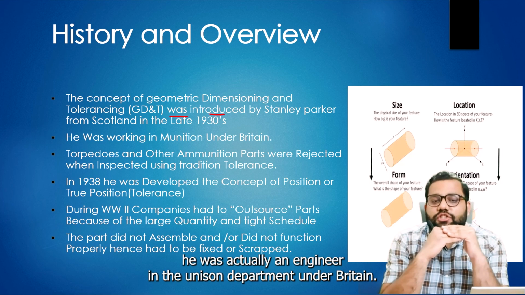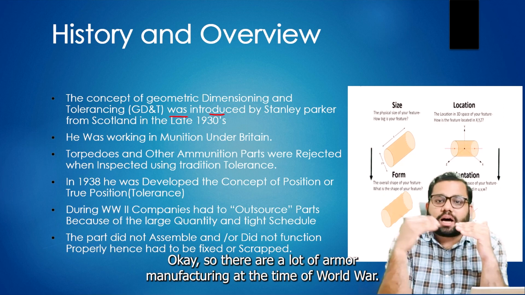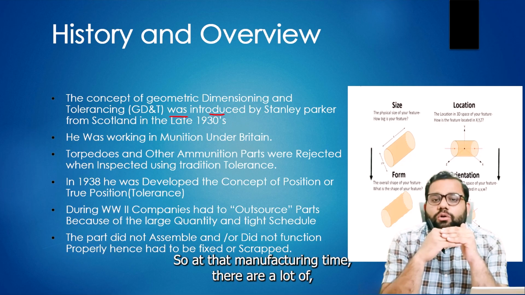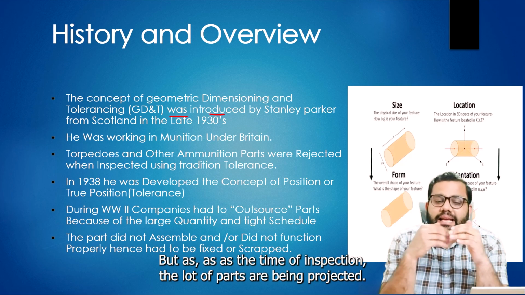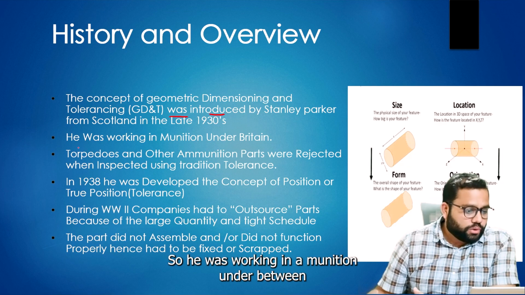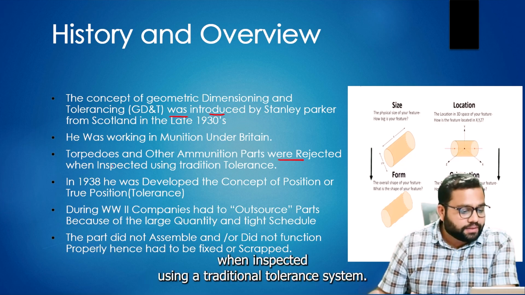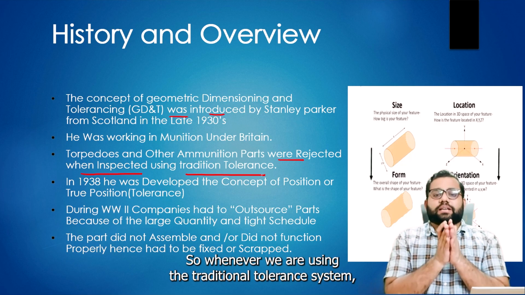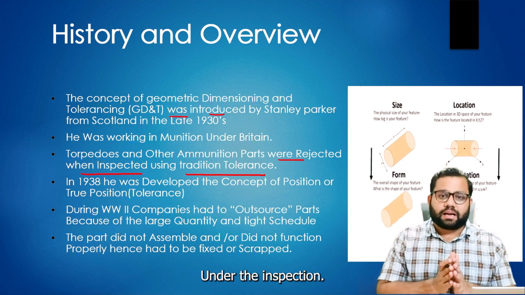He was actually an engineer in the munitions department under Britain. Okay, so a lot of armor was being manufactured at the time of the war. Okay, so at that manufacturing time, a lot of assemblies were being done. Okay, but at the time of inspection, a lot of parts were being rejected. Okay, so he was working in munitions under Britain. Torpedoes and other ammunition parts were rejected when inspected using a traditional tolerance system. Okay, so whenever we use the traditional tolerance system, a lot of parts at that time are going to be rejected under inspection.